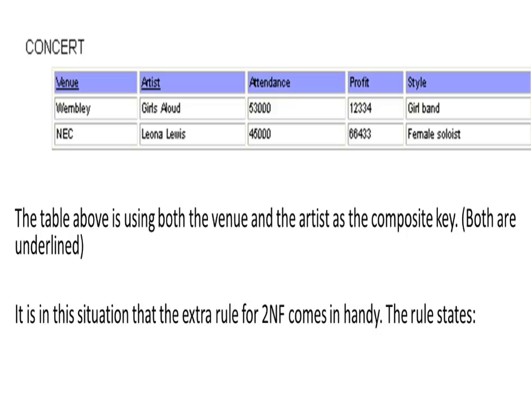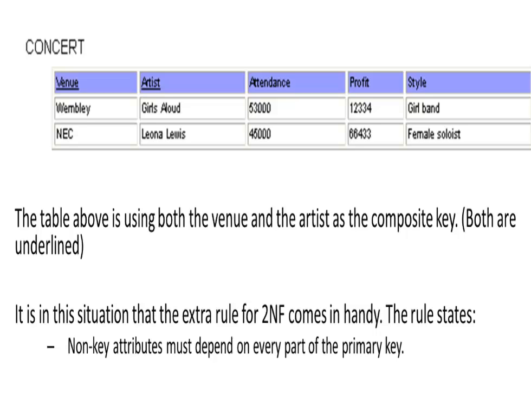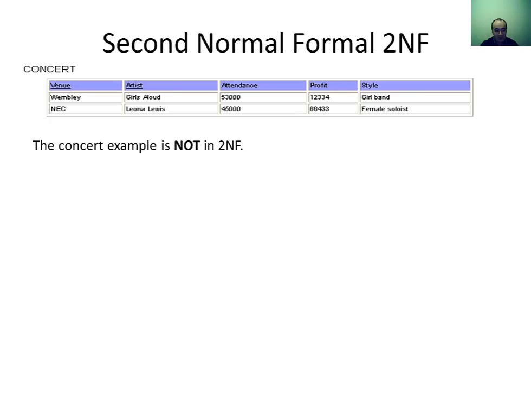It is in this situation that the extra rule for second normal form comes in handy. The rule states: non-key attributes must depend on every part of the primary key, and the table must already be in first normal form. The concert example is not in second normal form.